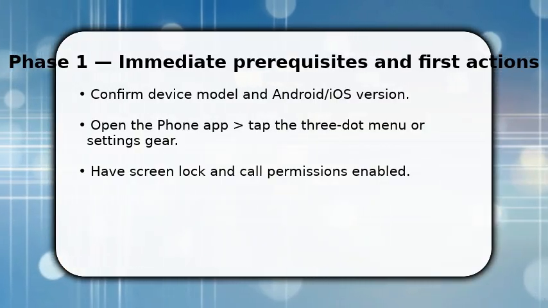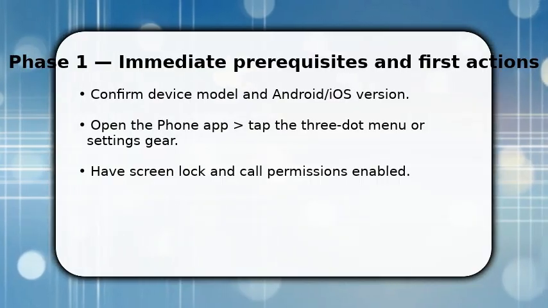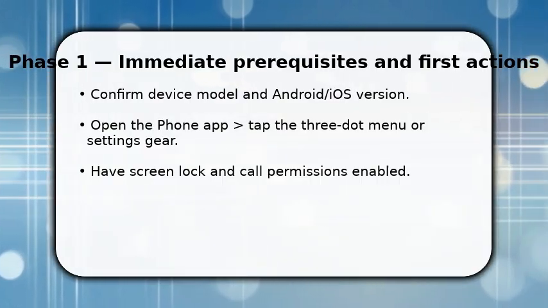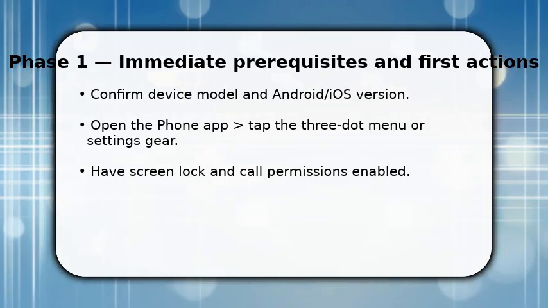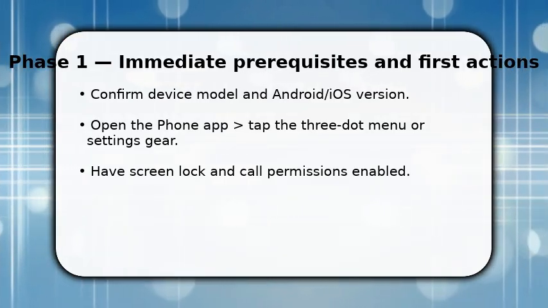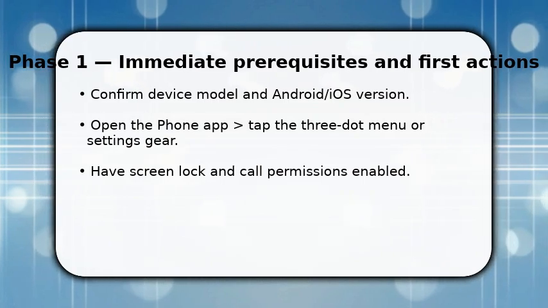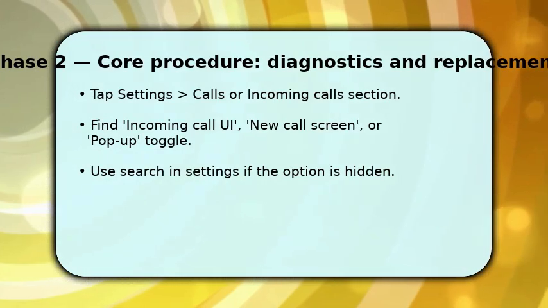Now, you'll locate the incoming call display option. Don't skip permissions, they determine whether toggles are visible. From here, proceed to the specific incoming call or new call screen control to change the behavior. You will now dive into the call settings.